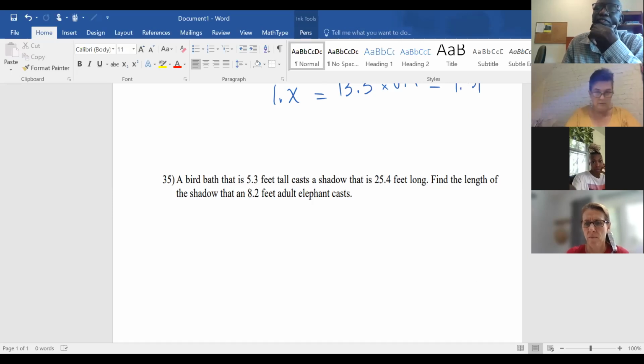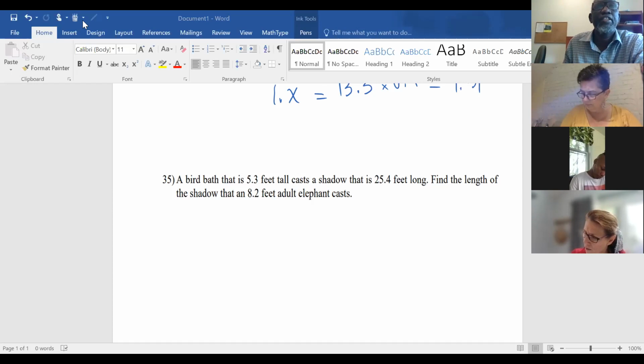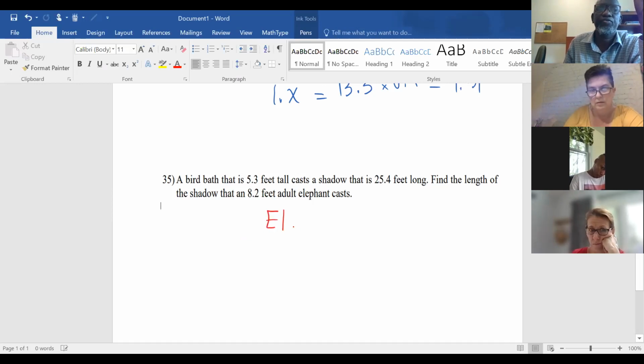I have the 5.3 over the 8.2 equal to the 25.4 over X. Yep, exactly. So let me write it down first. So we have the elephant right here, and here the bird.